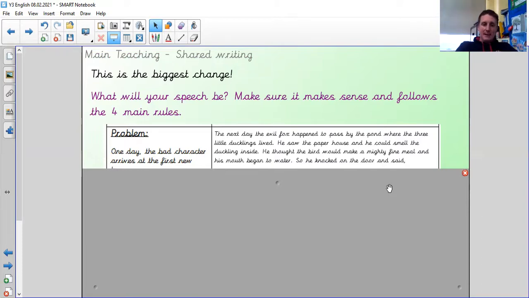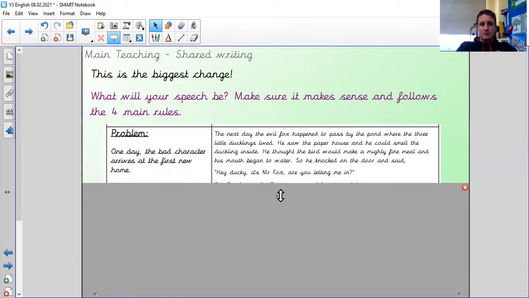So can you see I've kept almost the same theme from the original story. "He thought the bird would make a mighty fine meal and his mouth began to water. So he knocked on the door and said," now I could change that word "said" if I wanted to and make it more appropriate, but I haven't. Somewhere I could improve it.